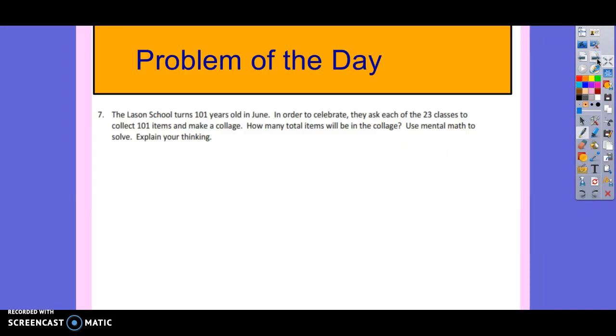Our problem of the day that we're going to take a look at today is the Layson School turns 101 years old in June. In order to celebrate, they ask each of the 23 classes to collect 101 items and make a collage. How many total items will be in the collage? Use mental math to solve and explain your thinking. So mental math, we're not going to write it down. We can use in our head a tape diagram to think about how they would multiply, because we're going to multiply this. How many total items?